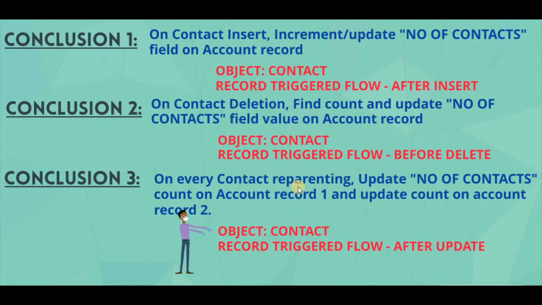So conclusion number 3: on every contact reparenting, update the number of contacts count on account record 1 and also update the count on account record 2. It has to happen on both. So you need to update number of contacts on account X and account Y, which is account 1 and account 2. So this has to happen on the contact object, as a record-triggered flow for the after update event.